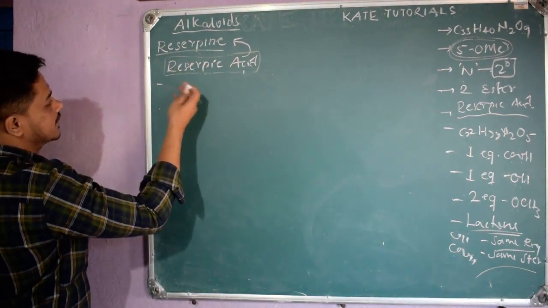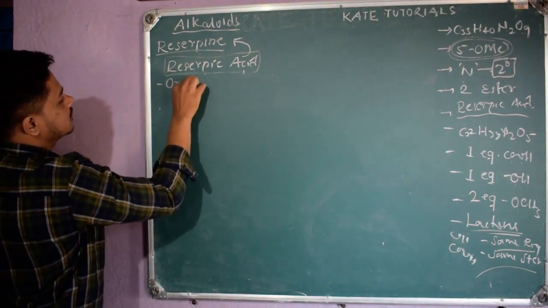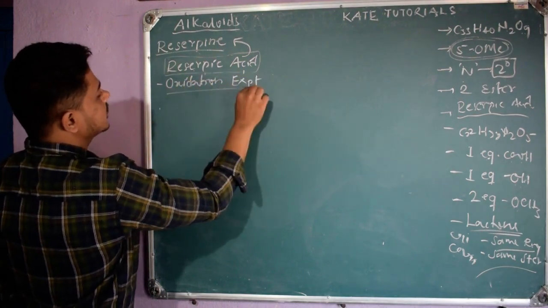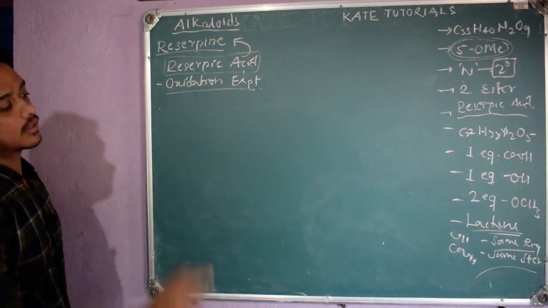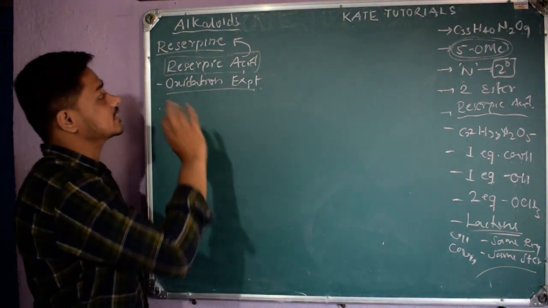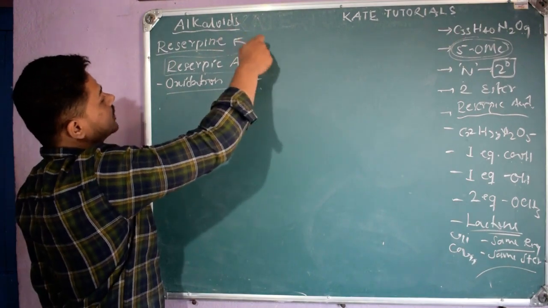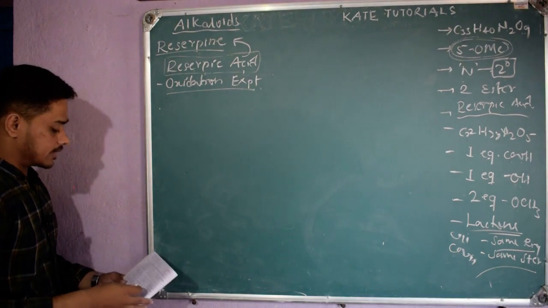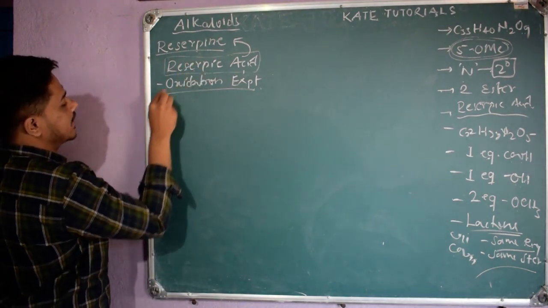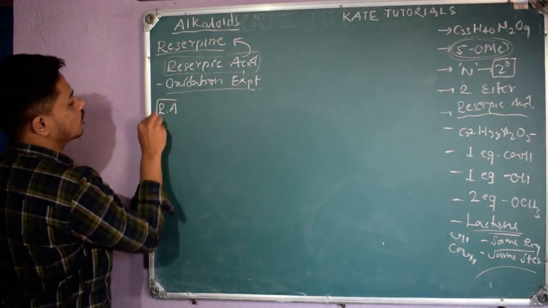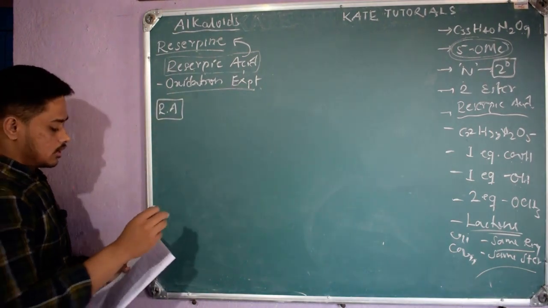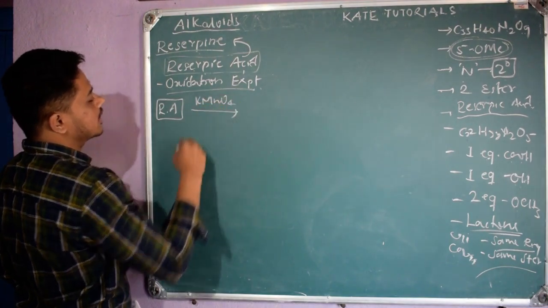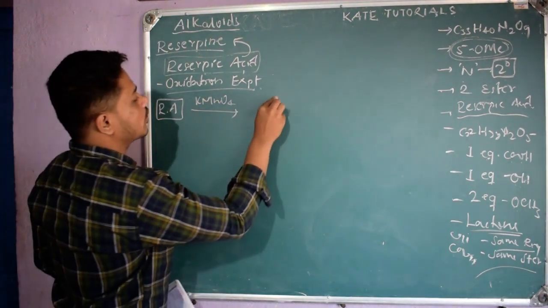So the next experiments were oxidation experiments. These experiments helped to tell the exact structure of this reserpic acid. Further from this we can tell the structure of reserpine, right? So in the oxidation experiment, what they did, they took this reserpic acid, RA means reserpic acid now. To that they added KMnO4, an oxidizing agent, right? So they got this product.